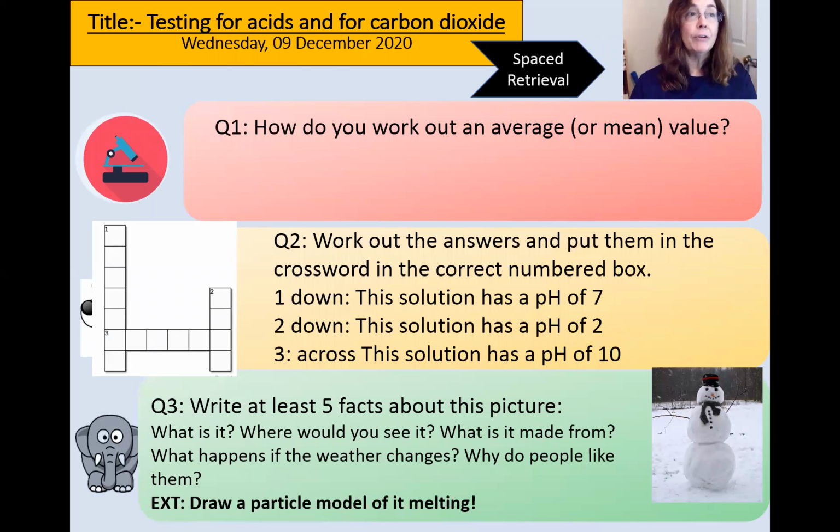Okay, so this is our spaced retrieval. You know how to follow these. So all I want you to do is to give yourself about 5 minutes. The timer's not going to work, but give yourself about 5 minutes, and on your piece of paper you're going to put question 1 and then tell me how you work out an average. Question 2, just give me the answers. Just put the answer to 1 down is, and 2 and 3 and what the answers are. If you want to copy the crossword out, you can, but at this point there's no need. And then question 3 is for you to write 5 facts about the picture that you can see. Okay, so off you go and do this. Once you've finished, move on to the next slide.